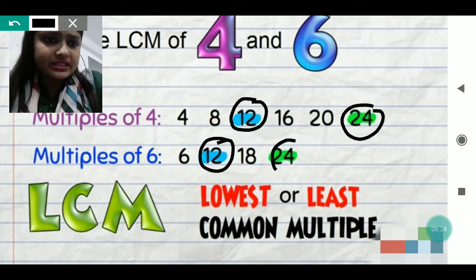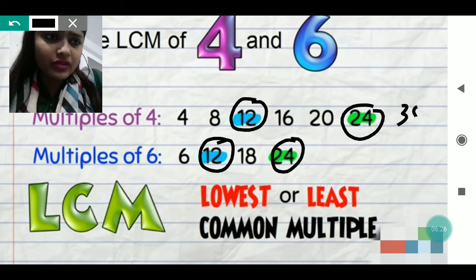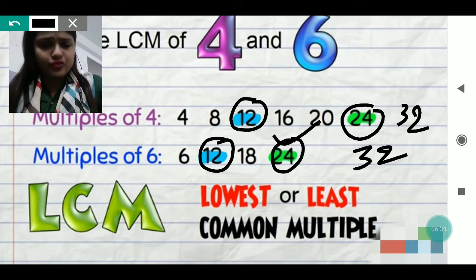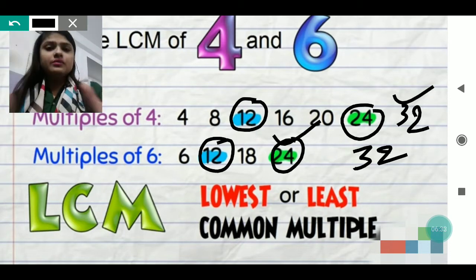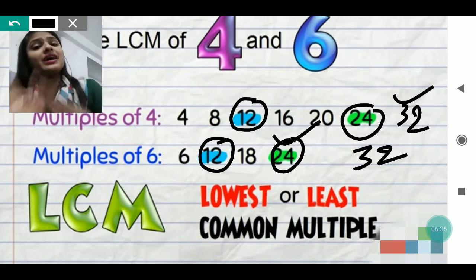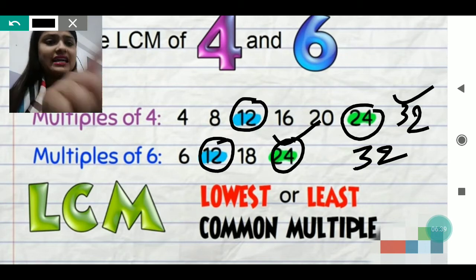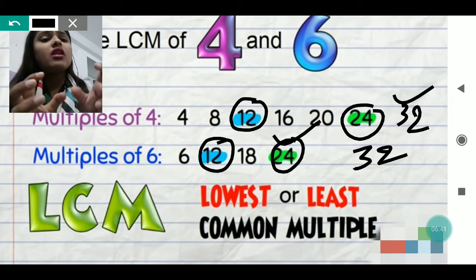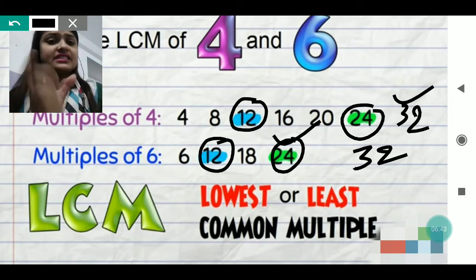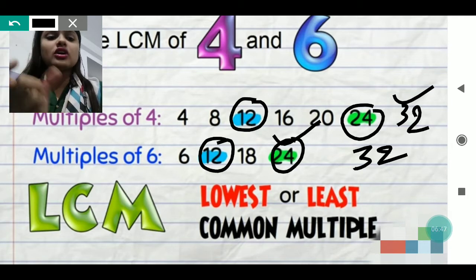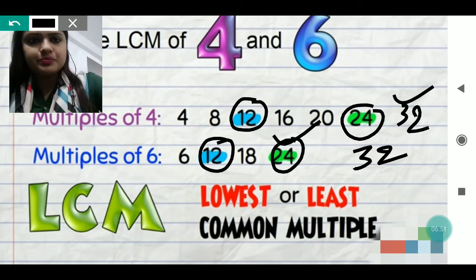Then 24 is there, and then 36 also you will get, which is common between them. But 24 and 36 are bigger than 12, isn't it? So the number which is least is 12 only. So that 12 will become the LCM of 4 and 6. So what is the lowest or the least common multiple of 4 and 6? It is 12.